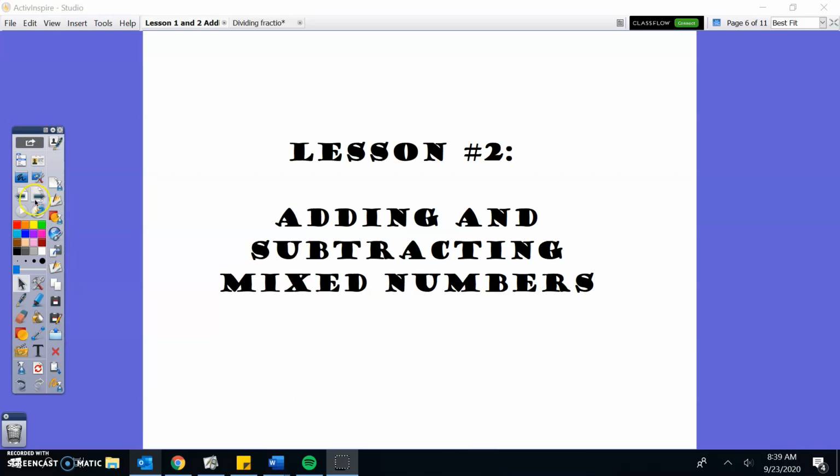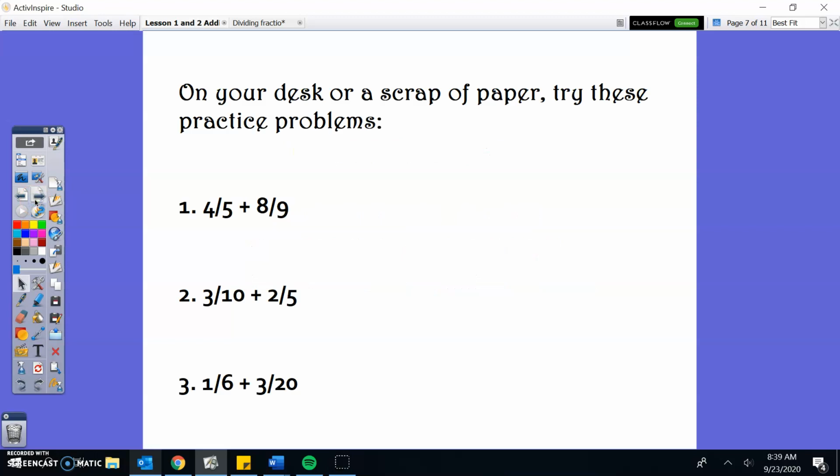So there's a couple of things that I'd like you to do first. On your desk with an expo marker or with a scrap piece of paper, I'd like you to try these 3 practice problems. This is just review from this morning, what we learned about finding the least common denominator and adding fractions when they have like denominators. So if you want to pause this video, take a few minutes to solve those 3 problems, get a final answer in simplest form, and then continue watching the video and double check your answers.